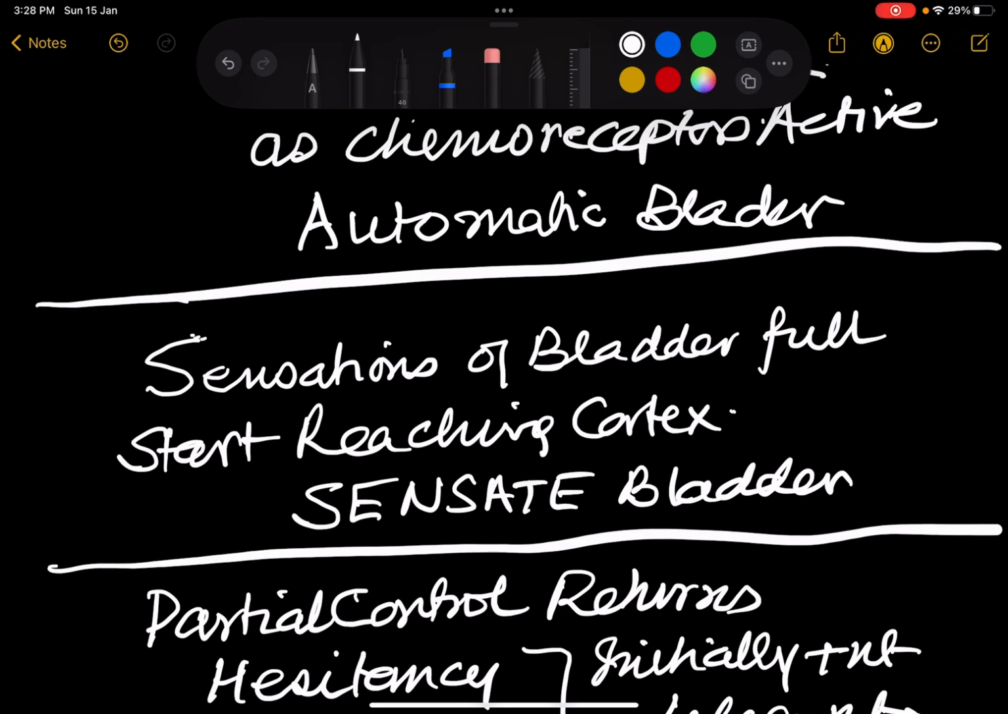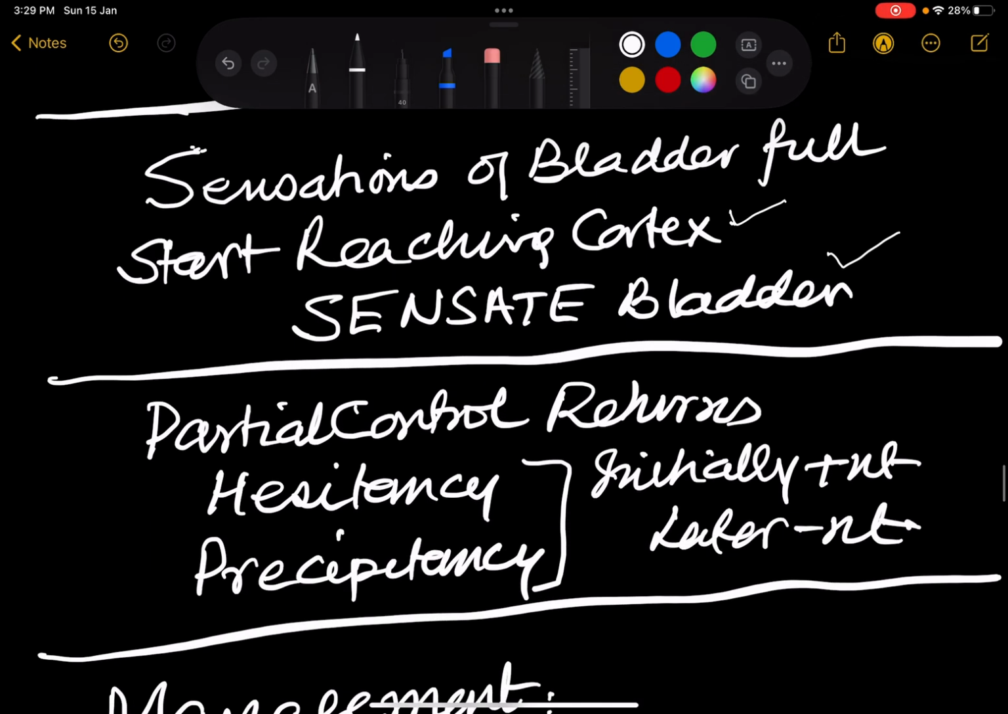Then sensations of bladder full return. They start reaching the cortex. So he is able to tell that he is about to pass urine and you should give him a urine pot. This is called a sensate bladder. Then he can partially hold the bladder, that's called partial control. So that is two types of things.